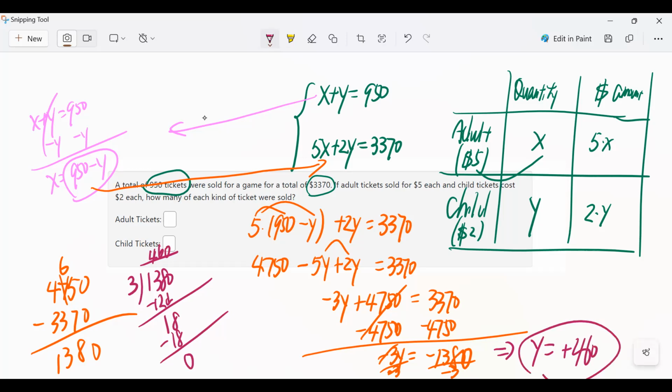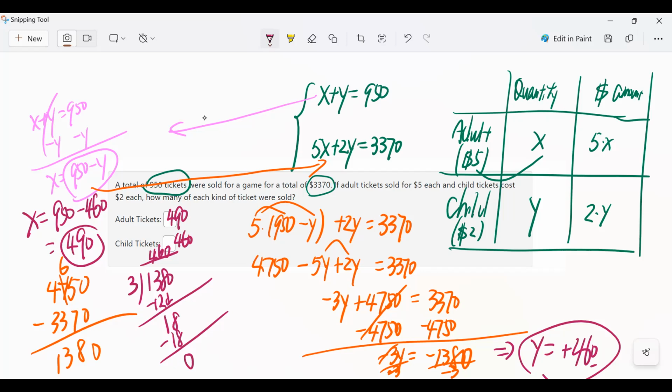And once we know the y value, then we know the x value. We plug this 460 into this. So x equals 950 minus 460. That turned out to be 490. So 490 adult tickets are sold, right? And then 460 children tickets are sold. Is 490, 460.